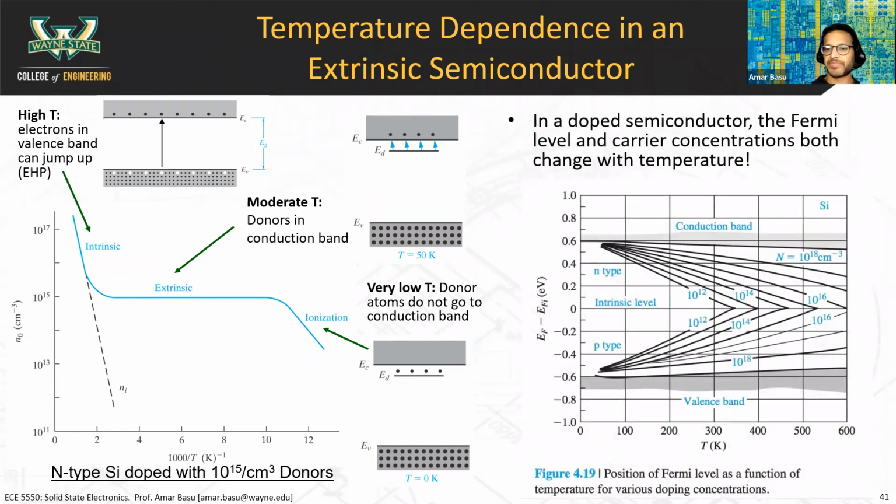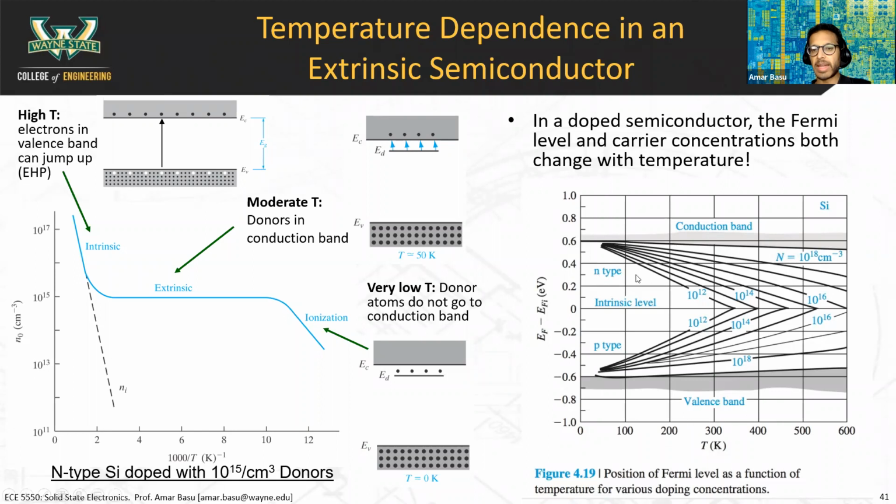Okay. And this last graph here just shows that in a doped semiconductor, the Fermi level and carrier concentrations both change with temperature. I know we've talked about the Fermi level as being something independent of temperature, but it turns out that the Fermi level moves with the temperature.